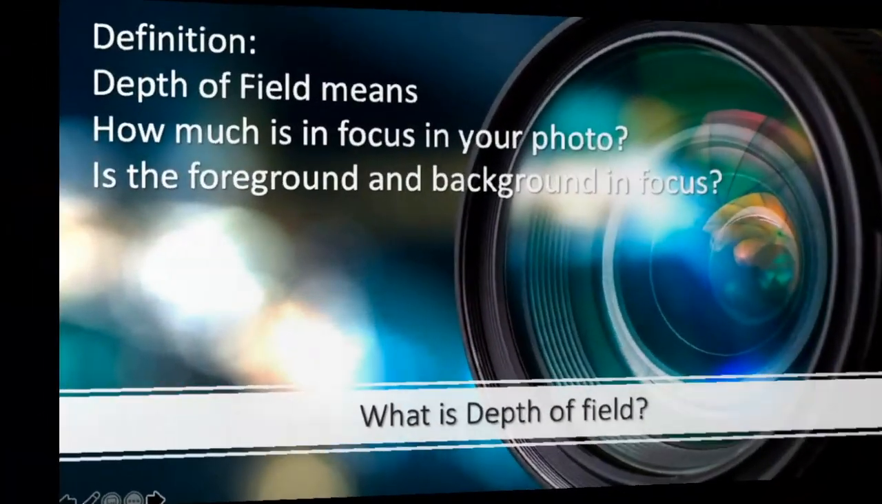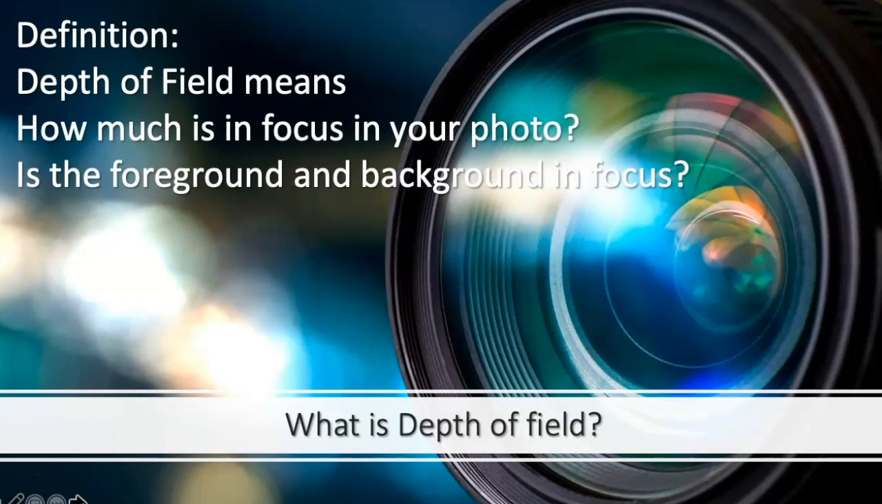So definition, depth of field. This means how much is in focus in your photo. Is the foreground and background in focus? So you decide how much of the image you want sharp. Do you want the foreground, the midground and background, or just one section of the picture?